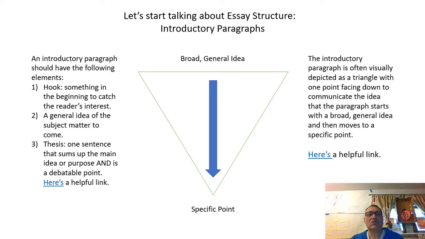So an introductory paragraph should have the following elements. In the beginning, there's some sort of hook. You want to start off with something in the beginning that catches the eye of the reader and makes them feel like they want to keep reading. Then you start going into the general idea of what the subject matter of your essay is going to be. You want to keep it very general. You don't want to get really specific yet. And then you want to end the paragraph with a thesis statement.